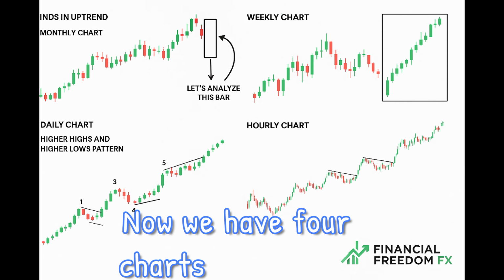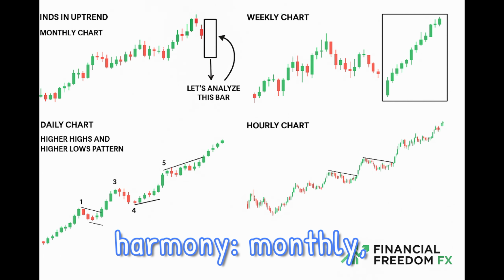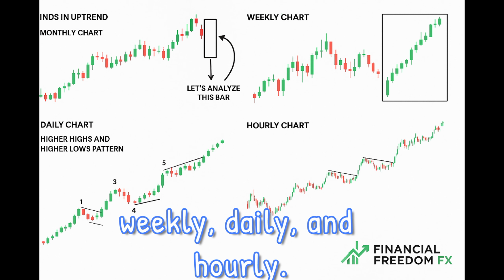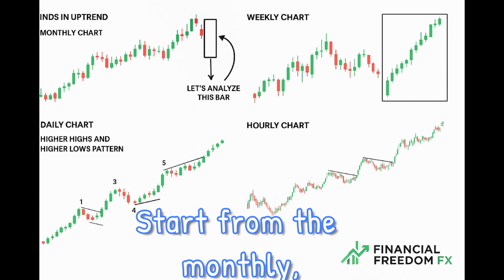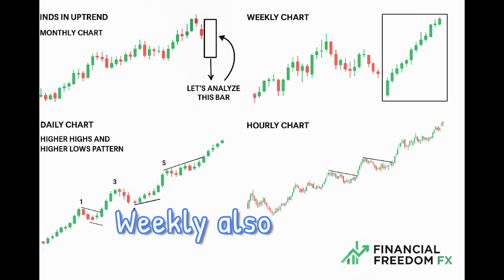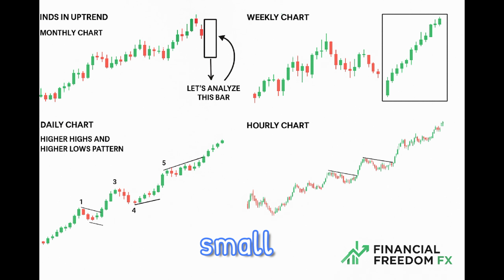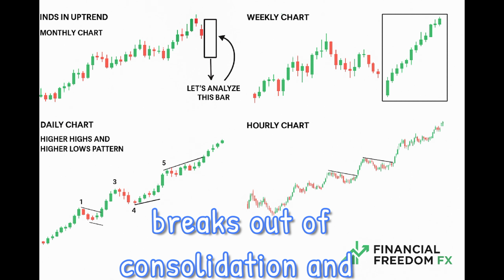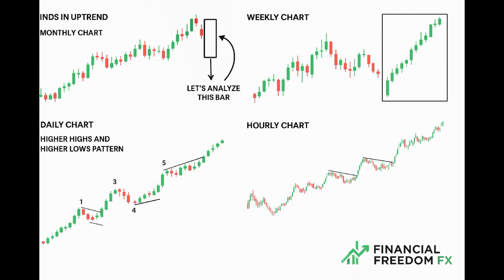Now we have 4 charts working in harmony: monthly, weekly, daily, and hourly. Start from the monthly, a strong uptrend with impulsive candles. Weekly also shows continuation with small pullbacks. Daily chart breaks out of consolidation and resumes upward trend. Zooming into the hourly, we see a bullish flag forming, which breaks out in the direction of the trend.